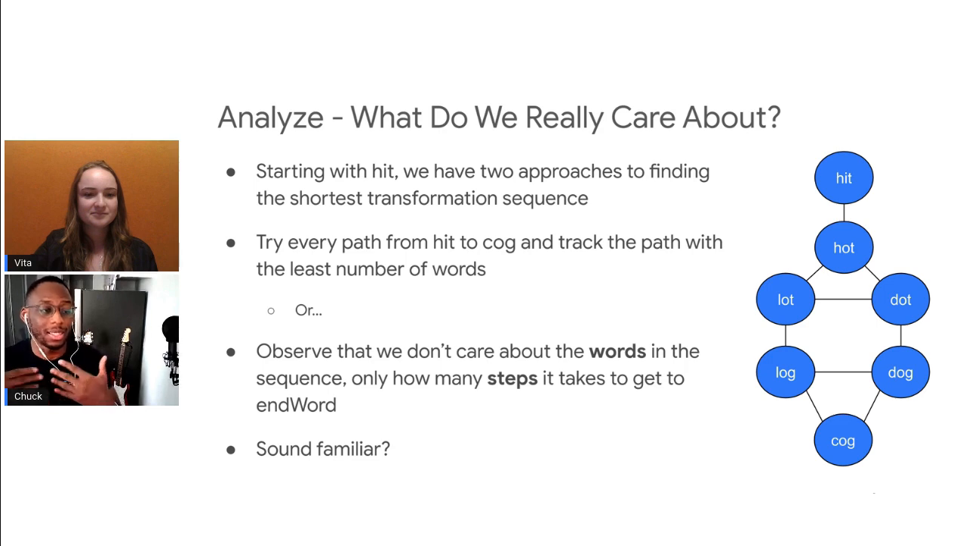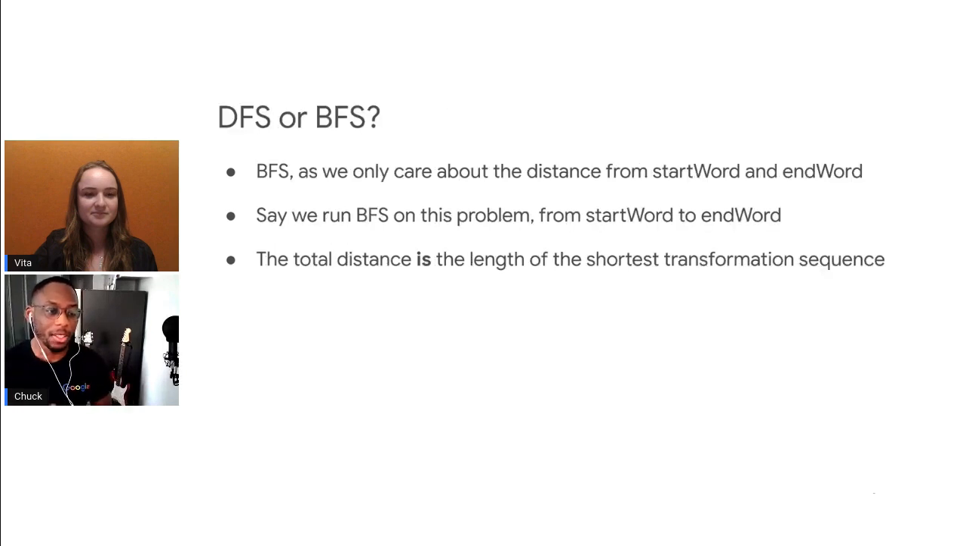We care about how many steps, how many distances it takes to get there. Does that sound familiar? Hopefully it does. So DFS or BFS, I think BFS here is the most natural, right? We really only care about the distance from start word to end word. So we run a BFS on this problem and we just track the total distance. That distance at the end is the shortest transformation sequence.